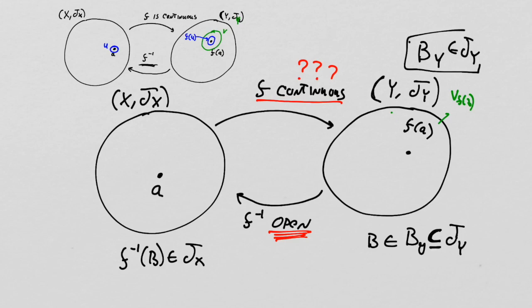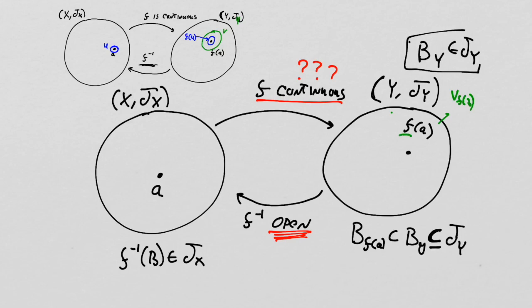So now we take a point F of A and we create a local basis. We're taking all of the elements of the basis of the topology of Y that contain F of A, and that is a local basis. We'll call that local basis B of F of A, and that's a subset of B of Y.